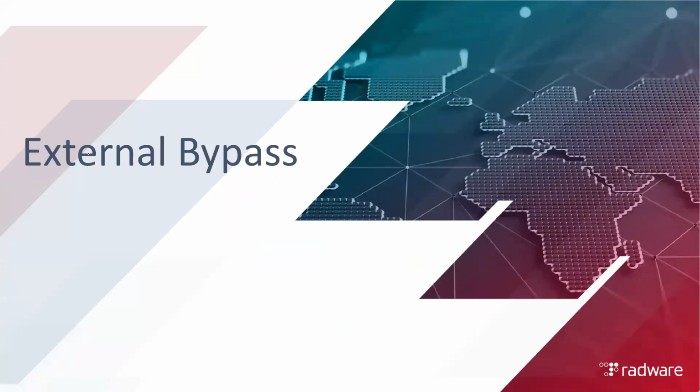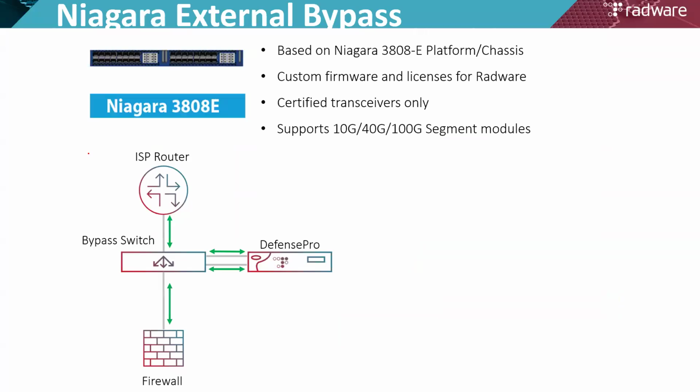Then we have external bypass. First of all, we need to understand what bypass is. I'll just try to explain this. Let's suppose this is a router, this is your bypass switch, and this is your firewall. This is basically your local area network. Here the traffic flows something like this. We have a Defense Pro device which is sitting in between, inspecting the traffic. So where we have Defense Pro connected, we have the bypass switch connected as well.